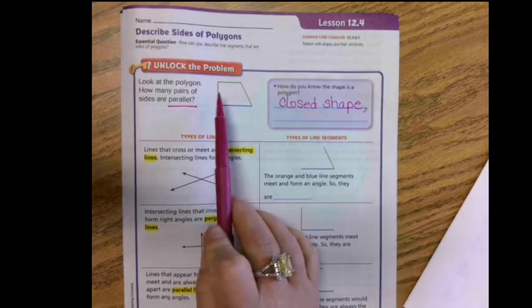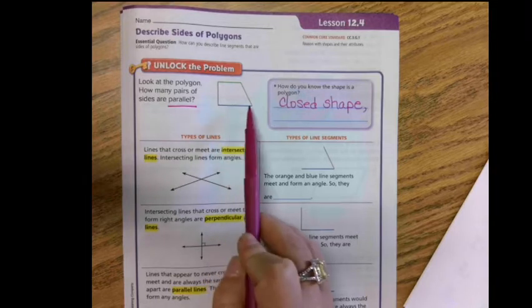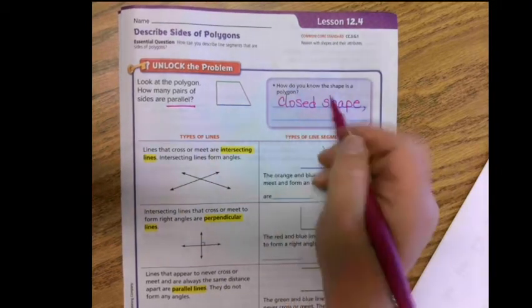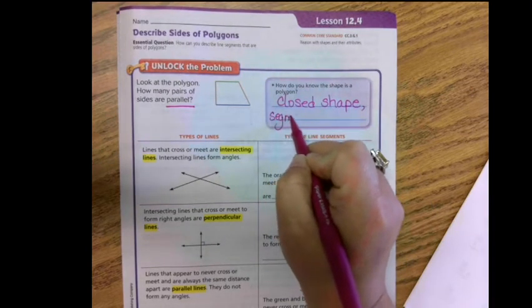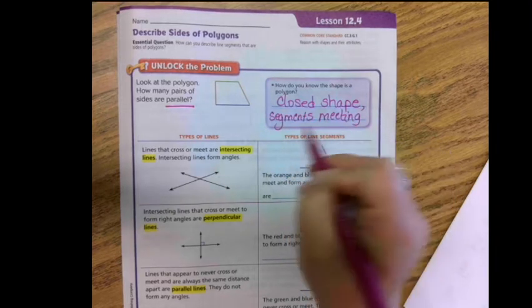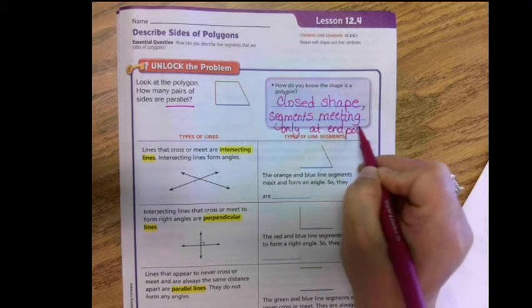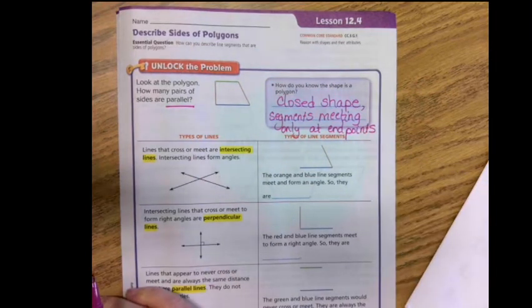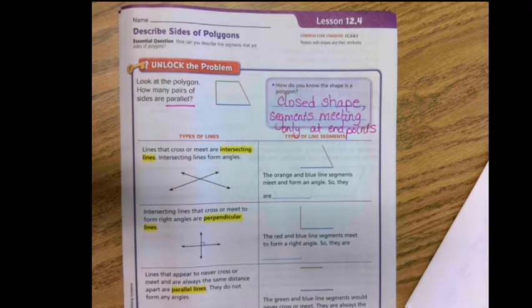So we have a closed shape, which is what defines a polygon, and we also have line segments that do not intersect. They only meet at their endpoints. So we have segments meeting only at endpoints. And that pretty much is the definition of a polygon. But I still can't answer my question about how many pairs of sides are parallel. So what I need to do is look at our vocabulary for today, okay?